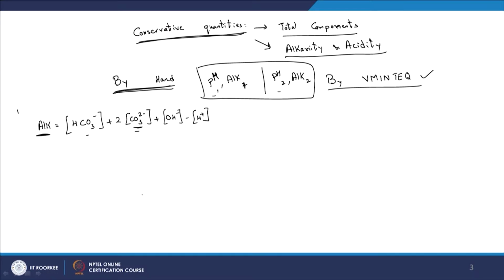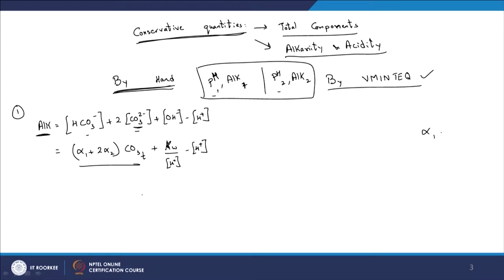So for solution 1, that's going to be equal to what now? Alpha 1 plus 2 times alpha 2 into CO3 total, plus Kw, the water dissociation constant, divided by the concentration of H plus, minus the concentration of H plus. And how do we end up with this? Just a quick recap again.